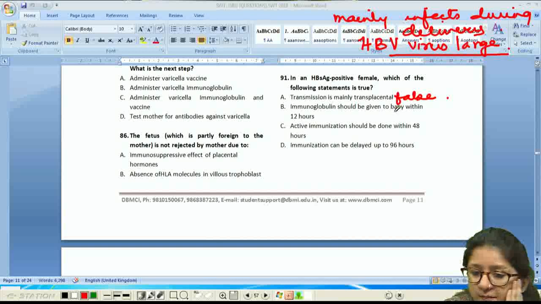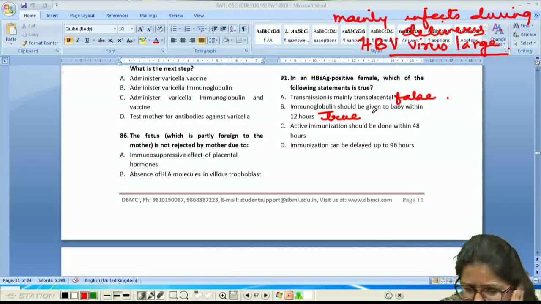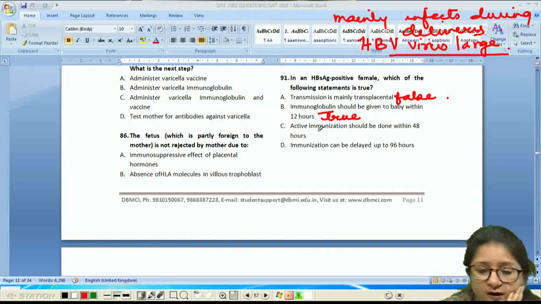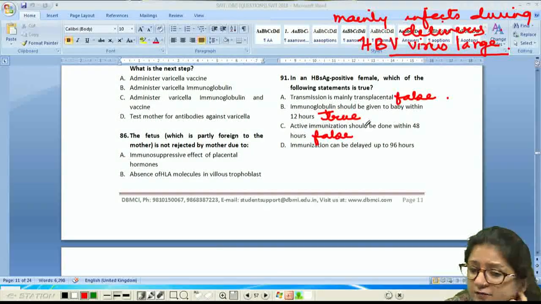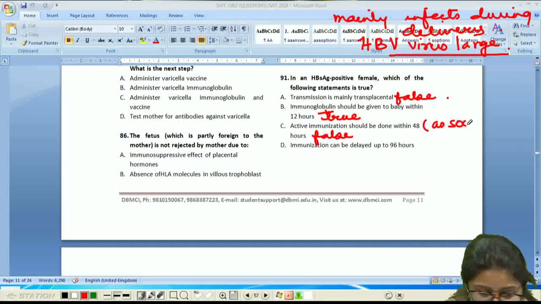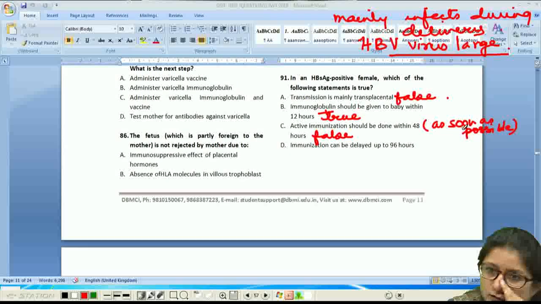Immunoglobulin should be given to the baby within 12 hours. This is the true statement. Active immunization should be done within 48 hours. This is false. This is also false, because active immunization should be done as soon as possible. Okay, this active immunization should be started as soon as possible.